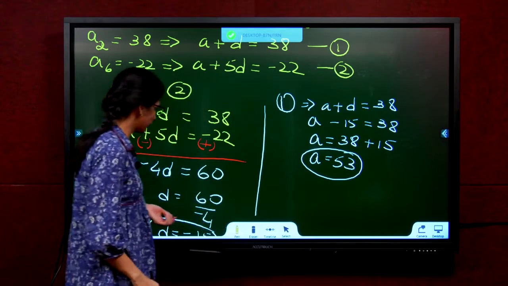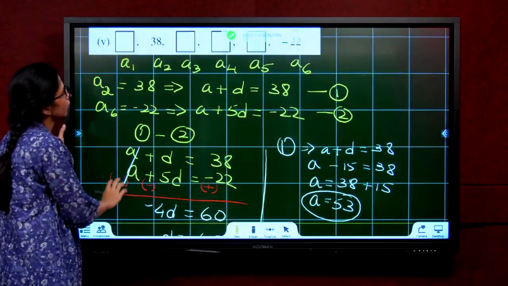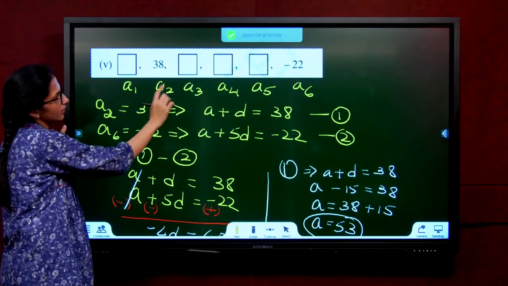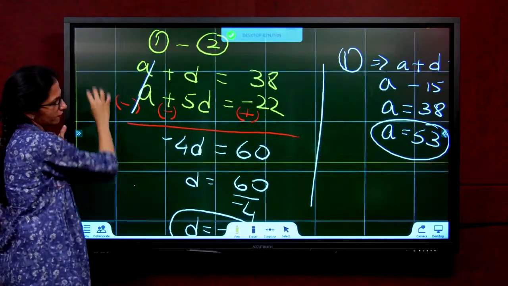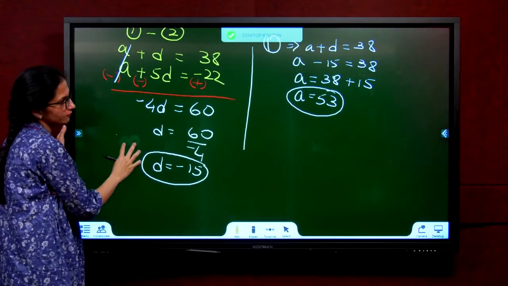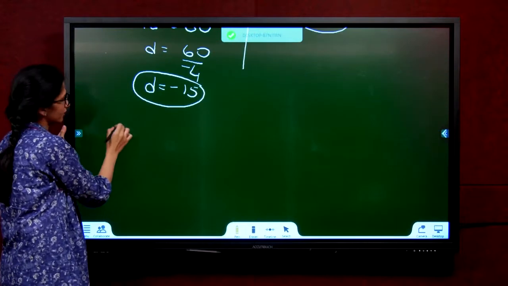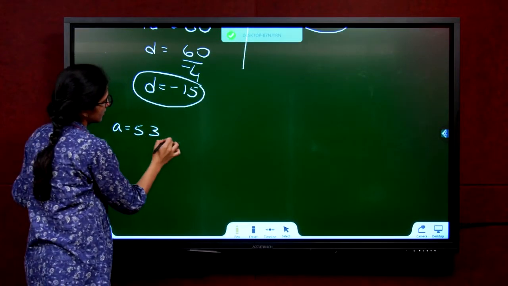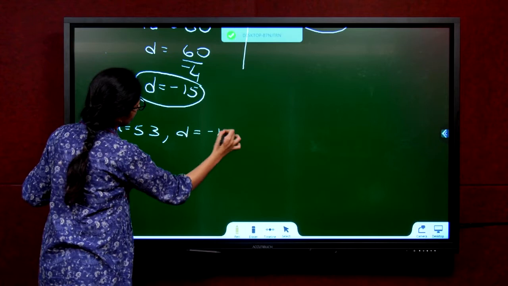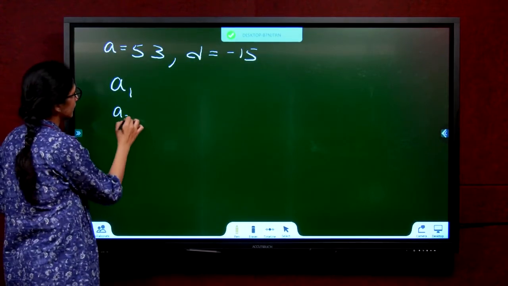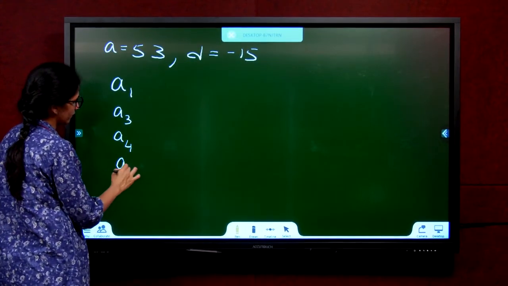I have A equals 53, D equals minus 15. What all do I want? I want A1, A3, A4, A5. So I have A equals 53, D equals minus 15, and I want A1, A3, A4, A5.